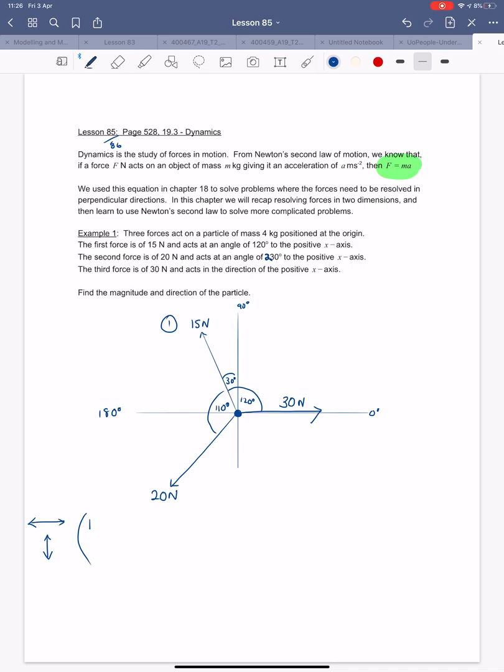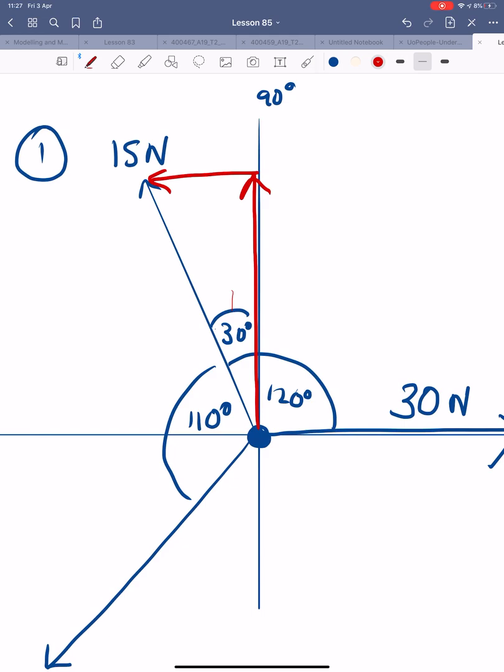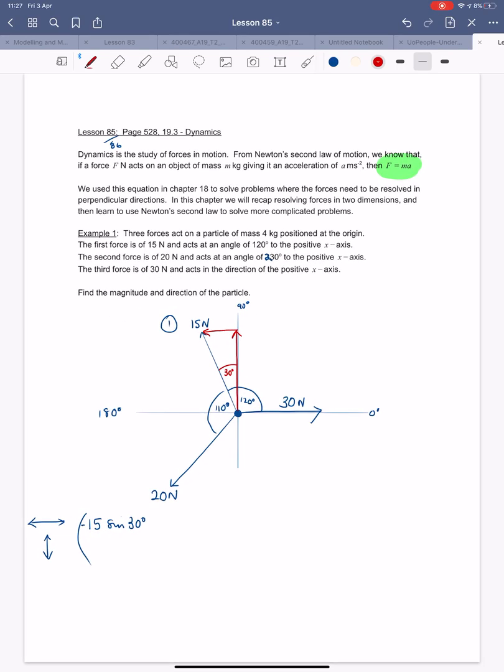So horizontally, this is going to be minus 15 sine 30 degrees. And that's because this bit here, I'll do these in a different colour actually. Let's do these in red. The 15 is made up of that one and that one. And that bit there, that's 30. So that makes a right angle there. So that's the opposite, so that gets the sine. And then this one is the adjacent. So vertically it's positive. This way is negative, that way is positive. Then up is positive and down is negative. So this is plus 15 cos 30 degrees.